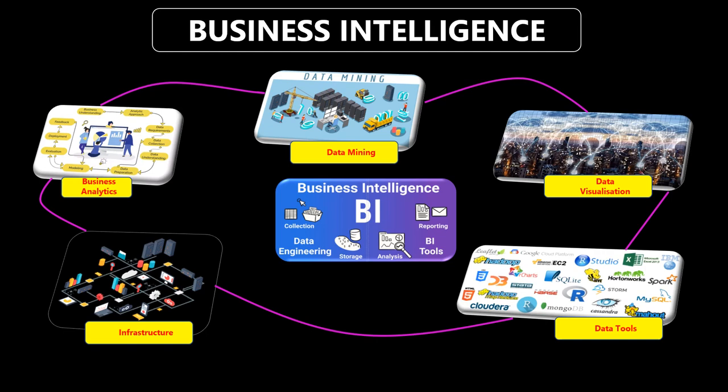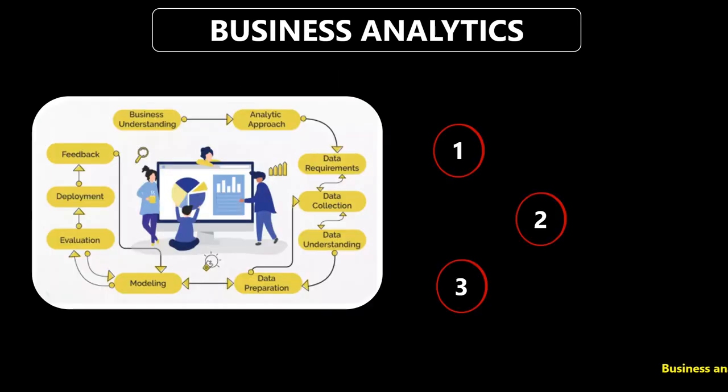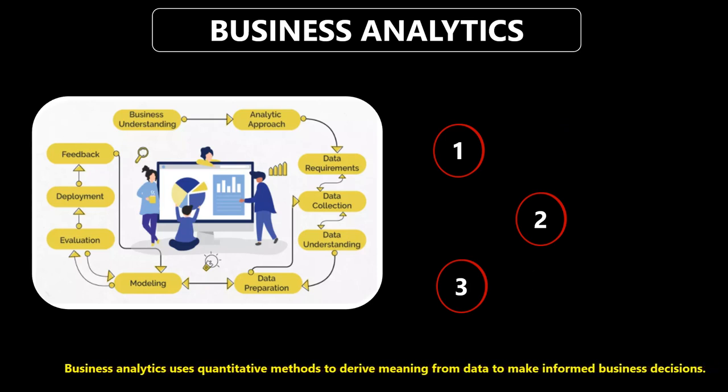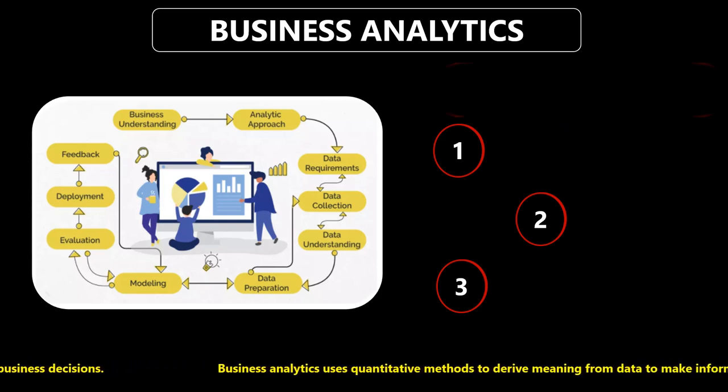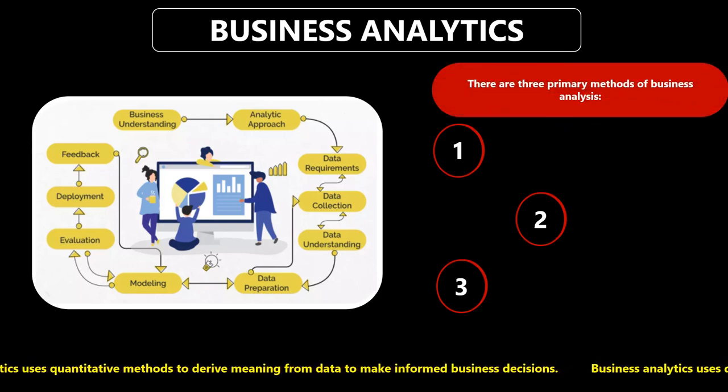In practice, you know you've got modern business intelligence when you have a comprehensive view of your organization's data and use that data to drive change, eliminate inefficiencies, and quickly adapt to market or supply changes. Business analytics uses quantitative methods to derive meaning from data to make informed business decisions. There are 3 primary methods of business analysis.